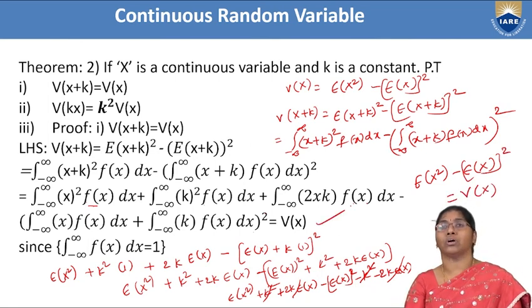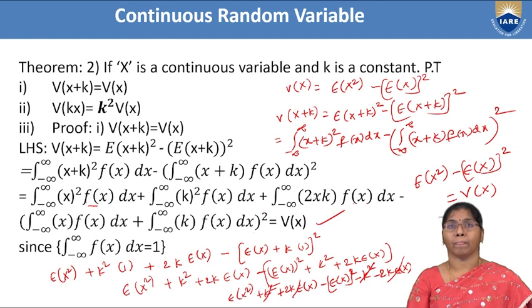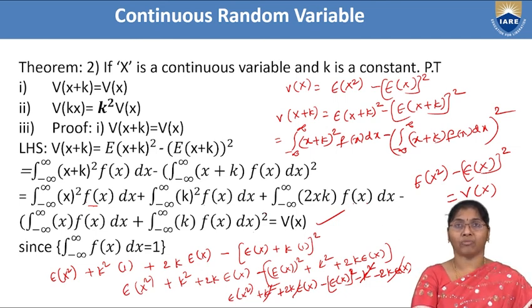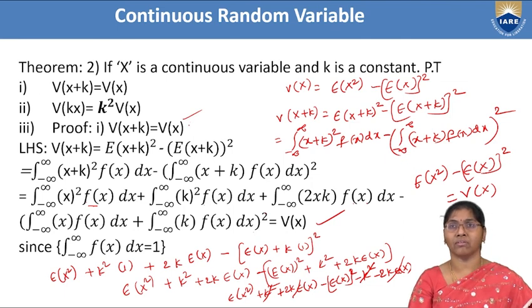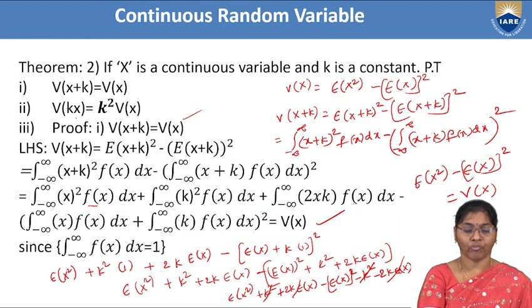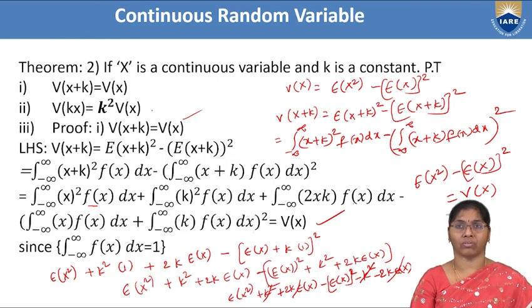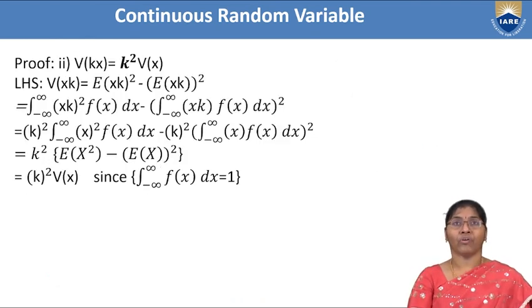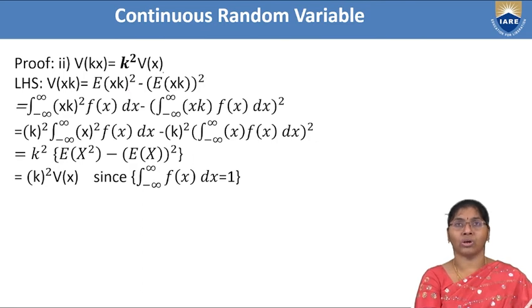Now our condition is satisfied. V of x plus k equals V of x, the condition is satisfied. Now what about the next one? V of kx equals k square into V of x. That is V of kx equals k square into V of x.